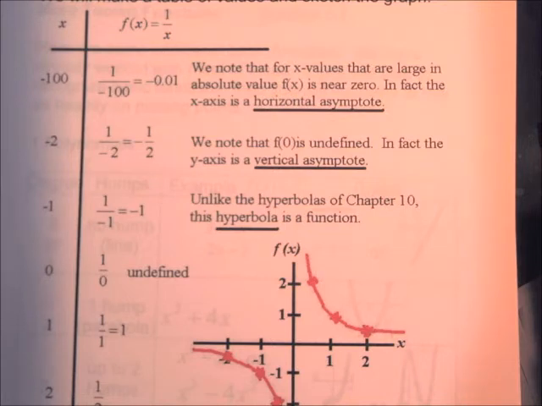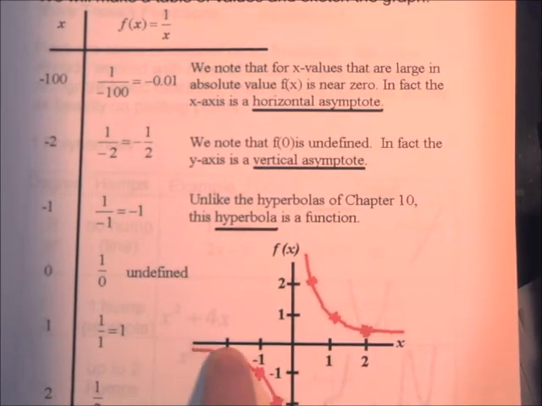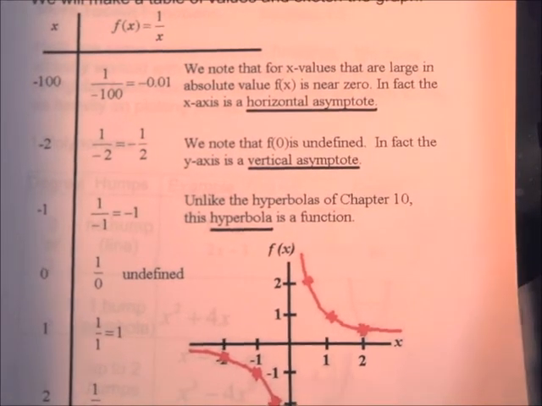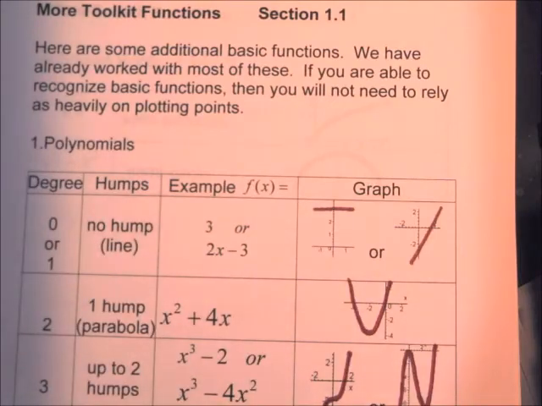And likewise, it can't cross the y-axis either. It gets closer and closer. So that's a hyperbola. And you may remember that hyperbolas have asymptotes. The x-axis here is actually one of the asymptotes, the horizontal asymptote, and we have a vertical asymptote here where x is equal to 0. That's the y-axis. Okay, so that's okay.